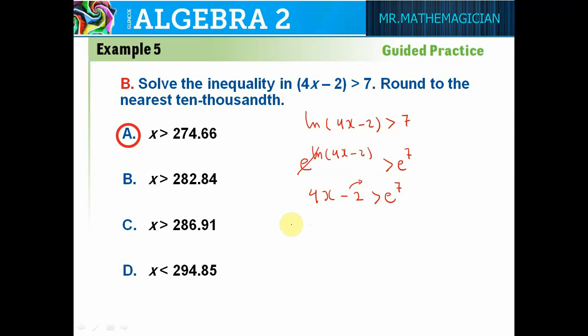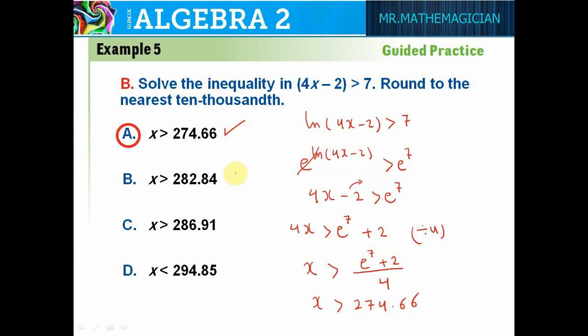Take negative 2 to the other side, so 4x is greater than e power 7 plus 2. Now let's divide by 4 for both sides, so x is greater than e power 7 plus 2 over 4. Use your calculator and you will find out that x is greater than 274.66. So A is an accurate answer.